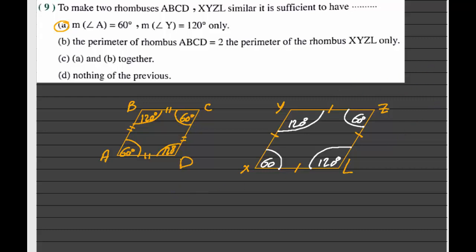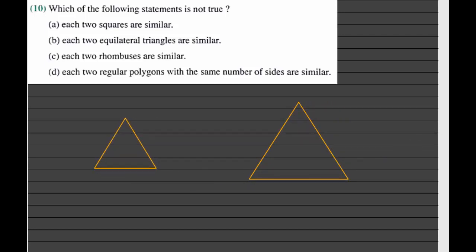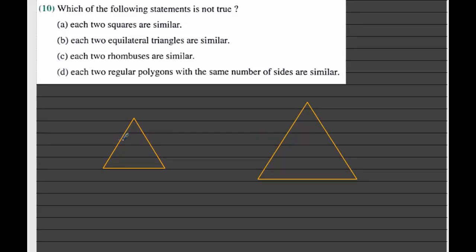Question number 10. Which of the following statements is not true? Each two squares are similar. It's true. Each two equilateral triangles are similar. Also true, because the angles in an equilateral triangle all equal 60. So there is proportionality between the sides of the first one and the sides of the second.